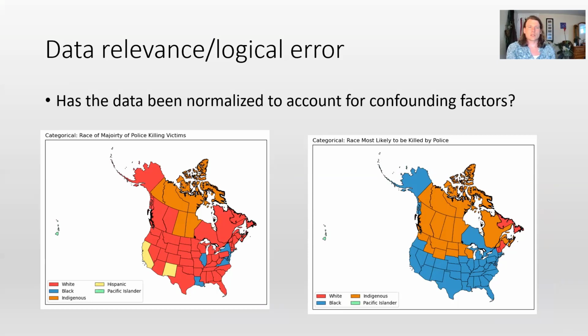I highlighted this when looking at the police violence data, where if you don't account for the differential demographic distribution, you could end up with a map showing that white people are the majority of police killing victims, when they are far and away not the most likely to actually be victims of police killing in all but just a handful of states and provinces.